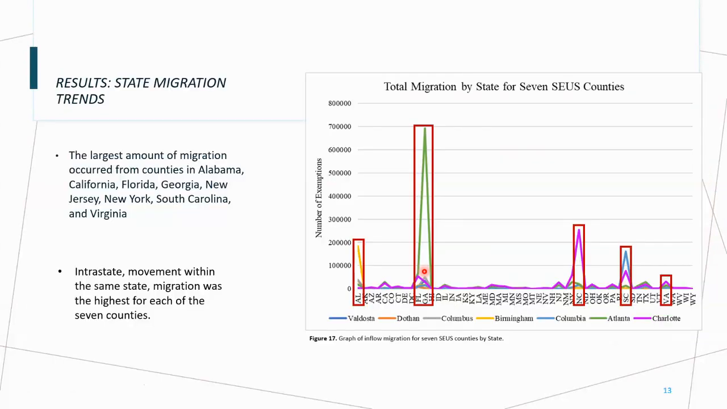Okay, so what we understood, we look at the spikes. Of course, Atlanta, the green one, is going higher up. Then we have Alabama, Dothan, and the others in Columbus, and then we have Columbia. You can see everywhere the spikes are going up. So what we found is intrastate migration was the highest for each of these 7 counties. And the largest amount of migration occurred from places within Alabama, California, Florida, Georgia, New Jersey, New York, South Carolina, and Virginia. So, Louis, from your state too, people are coming into the Southeast, into these small, tiny little places. That was what really fascinated me.